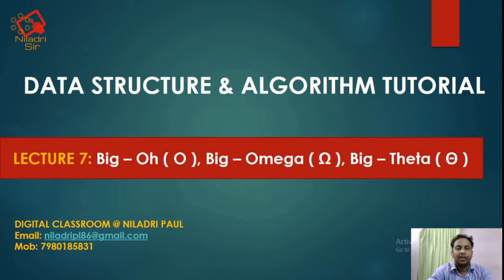In our data structure and algorithm tutorial, today we will discuss big O, big omega and big theta notation. As you know, big O, big omega and big theta notations are required for the evaluation of time complexity of an algorithm, or to find out the running time of an algorithm.